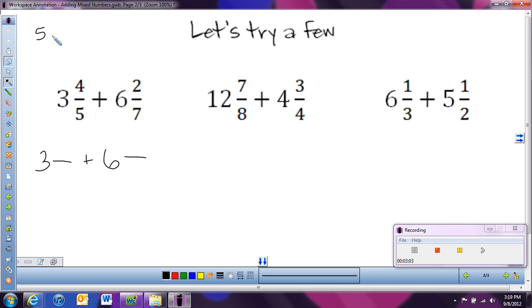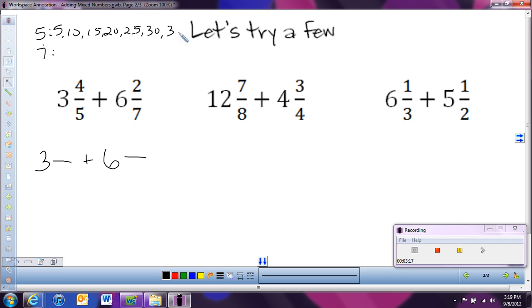We need to find a common denominator between 5 and 7. For 5, the multiples would be 5, 10, 15, 20, 25, 30, 35, and so on. For 7, it will be 7, 14, 21, 28, 35, and so on. I can see that our common denominator here is going to be 35. So I'm going to write that in down here and rewrite our fractions in terms of 35.